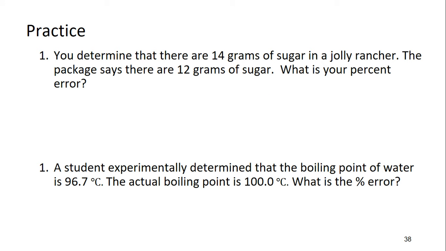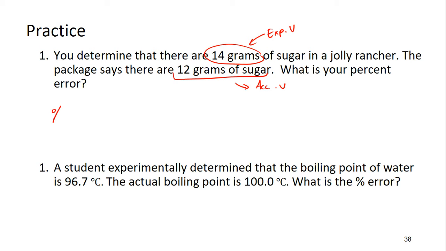So you determine that there are 14 grams of sugar in a Jolly Rancher. So that's what you determine. So this is your experimental value. The package, that's the accepted value, says there are 12 grams of sugar. So this is accepted. What is your percent error?